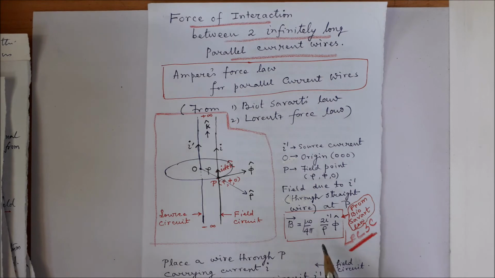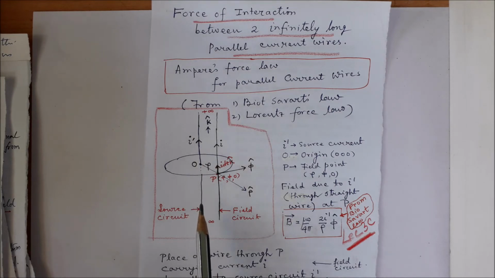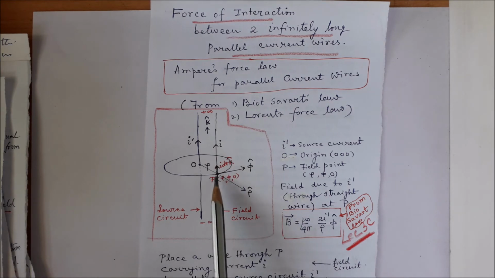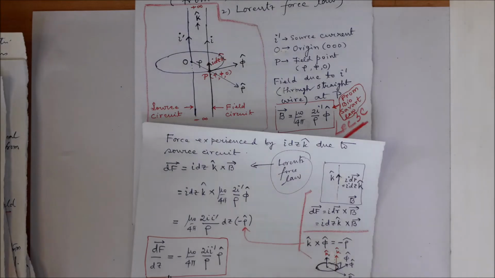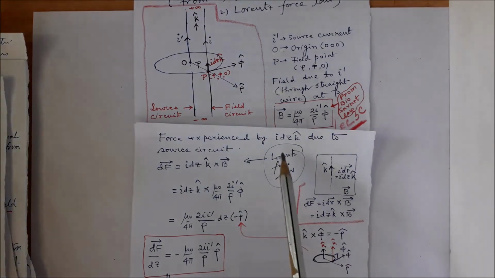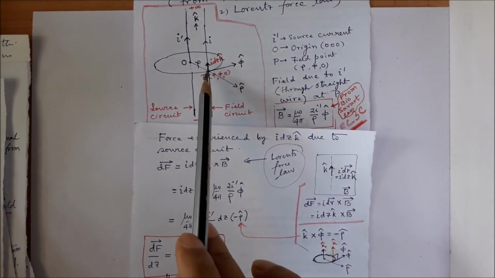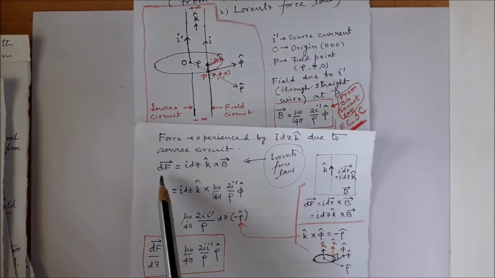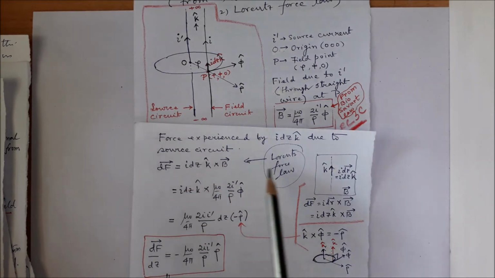So we know the field at P due to this source wire, and if we now place a current element I dz k hat at P, then it will experience a force because of this B, and therefore we can use the Lorentz force law to calculate the force experienced. So the force experienced by this current element is given by vector dF, which is the Lorentz force law.